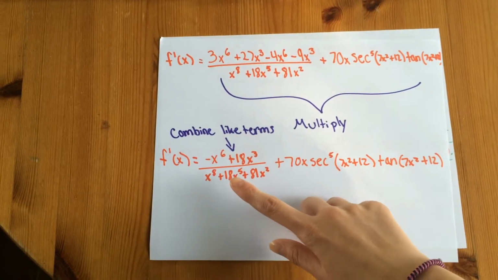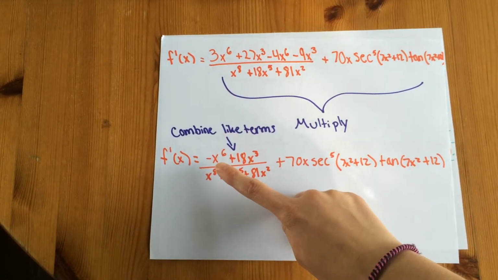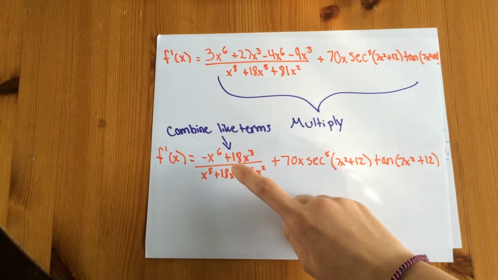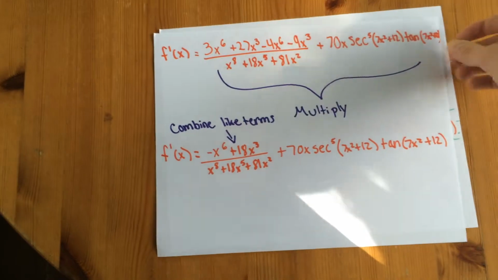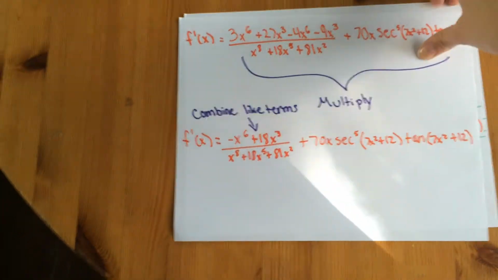Here we just combined like terms, ended up with a negative x to the sixth plus 18x to the third in the numerator, and everything else stays the same here.